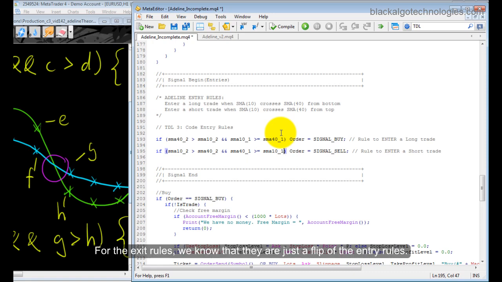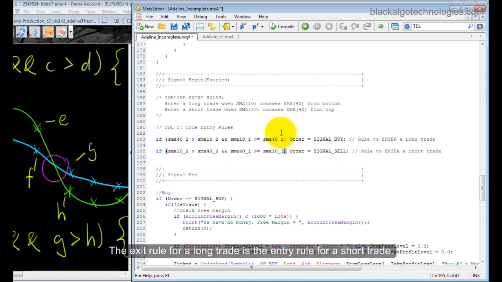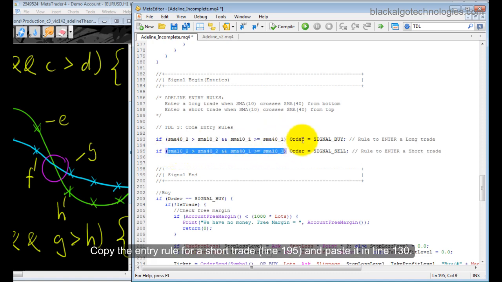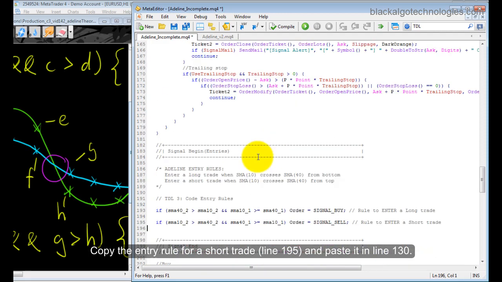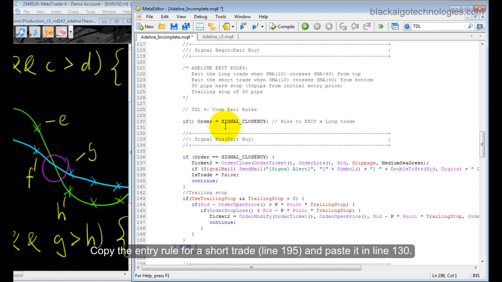For the exit rules, we know that it is just a flip of the entry rule. So the exit rule for a long trade is the same as the starting rule for a short trade. So with this portion, let me copy this, the rule for a short trade. Go to the exit rules portion on line 130, paste it in.